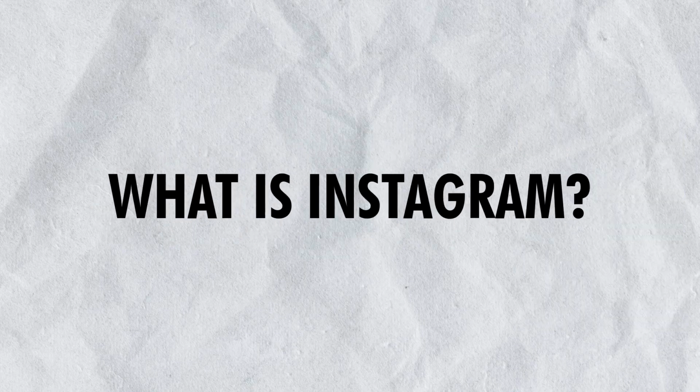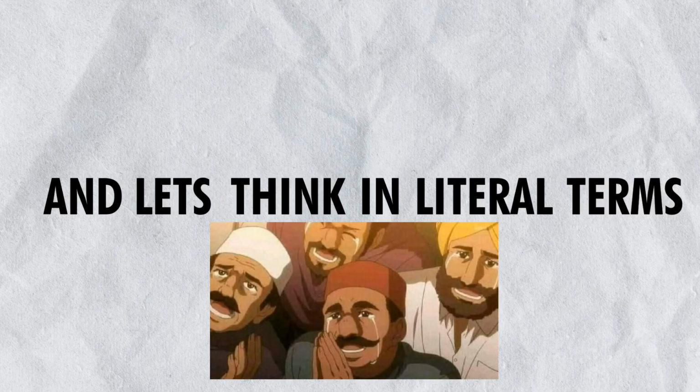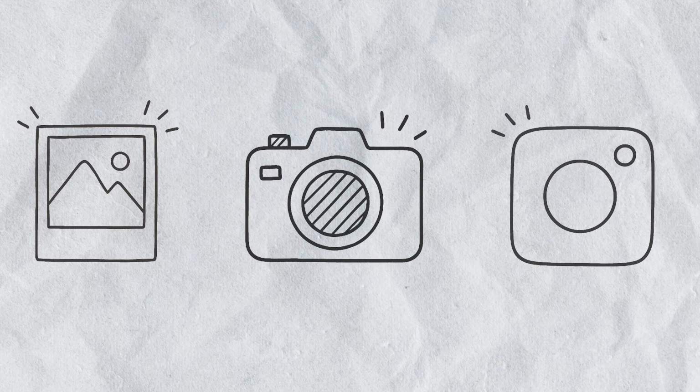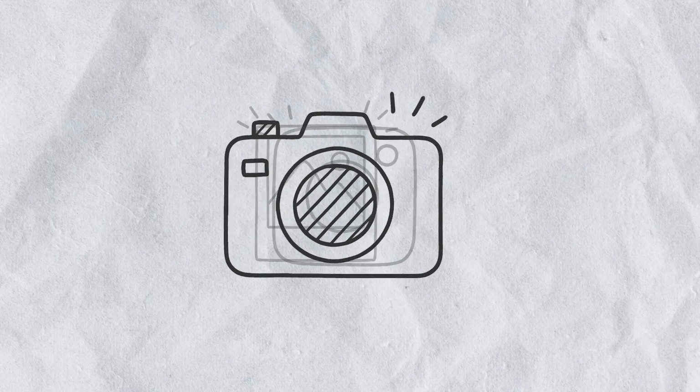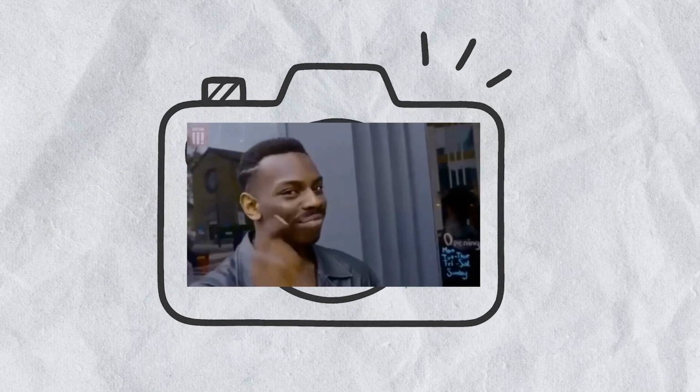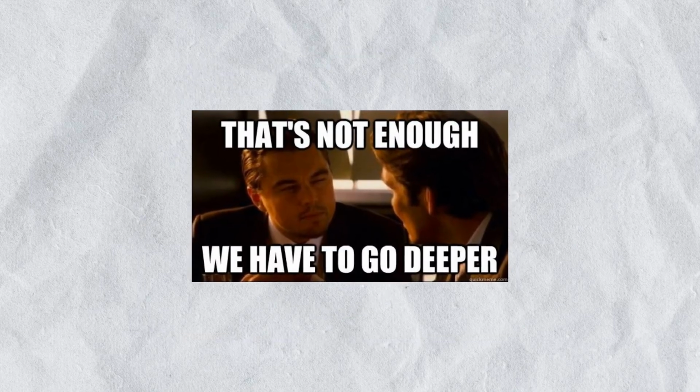So let's start by asking basic question. What is Instagram? And let's think in literal terms. Instagram is a photo sharing app, and photo comes from a camera. And also, Instagram's logo is also a camera. From here on, we can decide that our building's main aesthetic should be of a camera. But that is not enough.